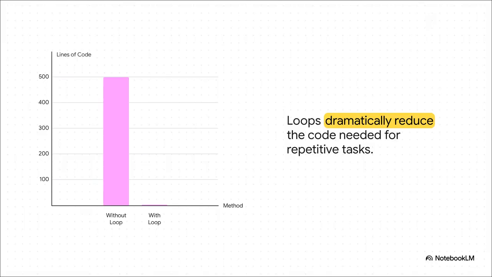And the amount of work this saves you, it's just mind-blowing. Imagine I asked you to print the numbers from 1 to 5 million. Without a loop, you'd be typing for the rest of your life. But with a loop, it's the same 3 lines of code. That right there is the magic of automation.